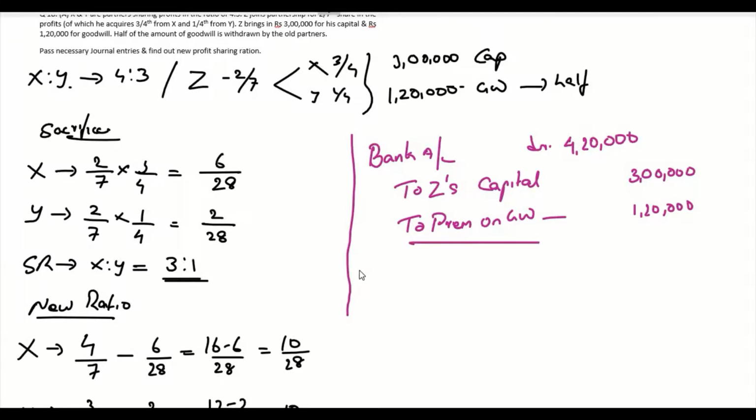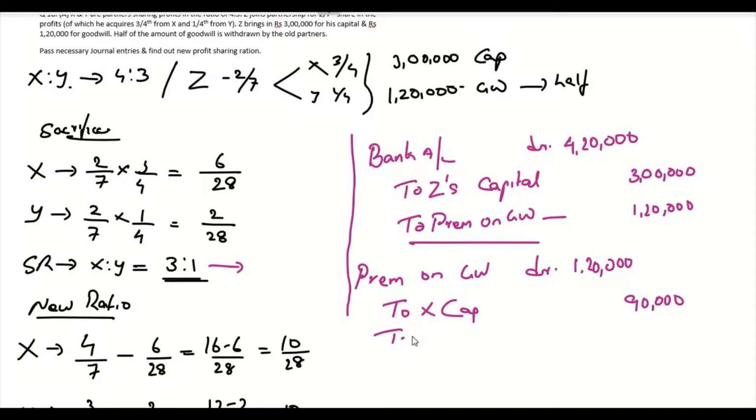And this premium on goodwill has to be distributed among the old partners in their sacrificing ratio. So premium on goodwill debit 1,20,000 to X's capital. The sacrificing ratio is 3:1. So X will get 90,000 and to Y's capital 30,000.